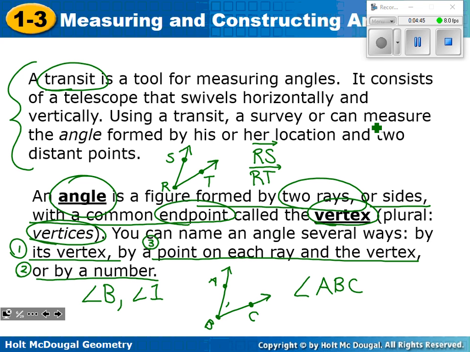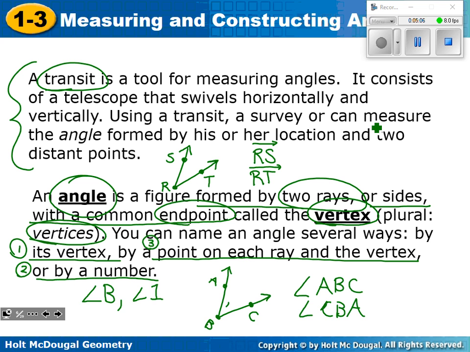Or you could go the other direction as long as B is in the middle. Very good. You could call it angle CBA. And that works all the time. Any questions on how to name an angle? Okay, here's an example where it doesn't work to use the vertex.